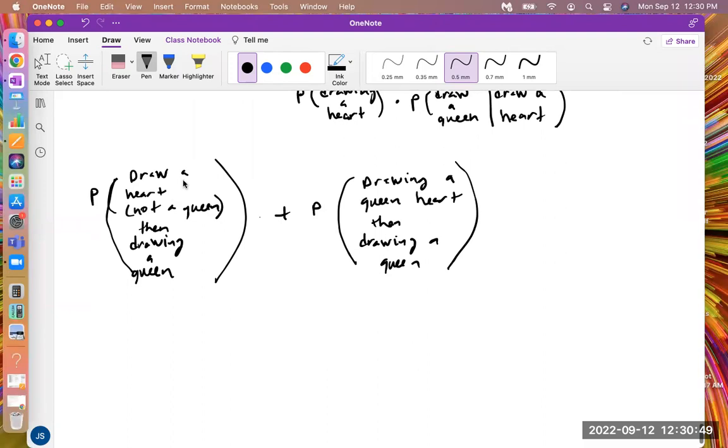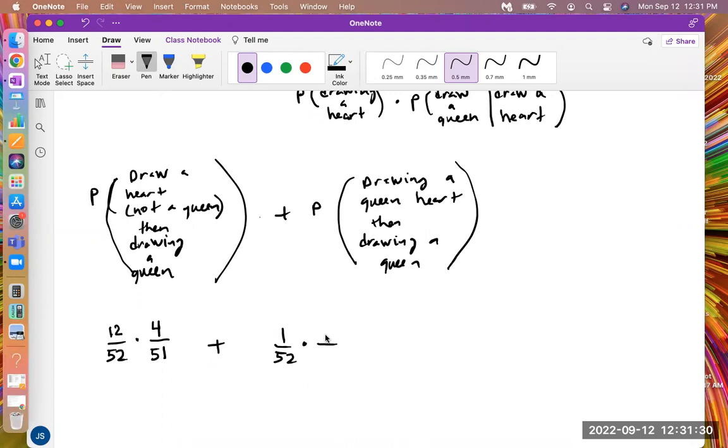So let's look at the situation of drawing a heart, not a queen. What is the probability of that? Well, there's 13 hearts, so there's 12 that are hearts that are not queens out of 52. Then drawing a second card that's a queen, well, there'd be 4 queens left because the first one wasn't a queen, out of 51 cards left. Then we would find the probability of that first one being a queen heart, which is 1 out of 52. There's only one queen that is a heart.